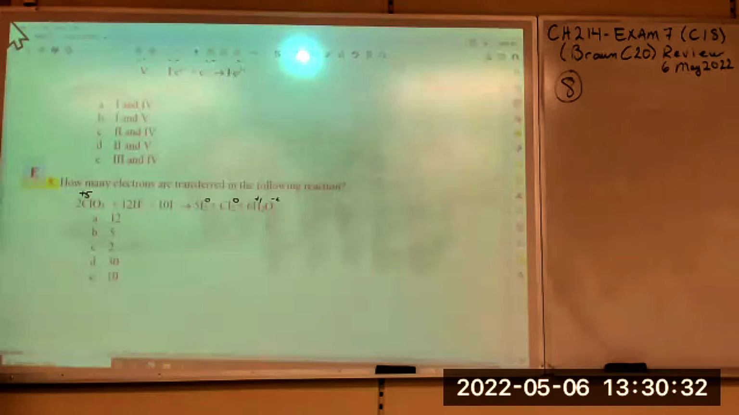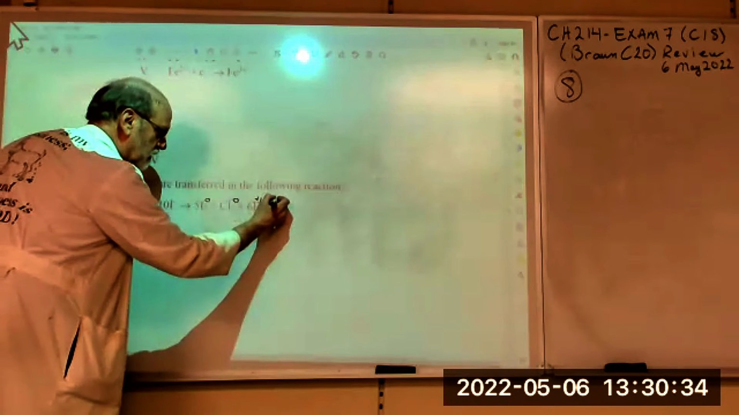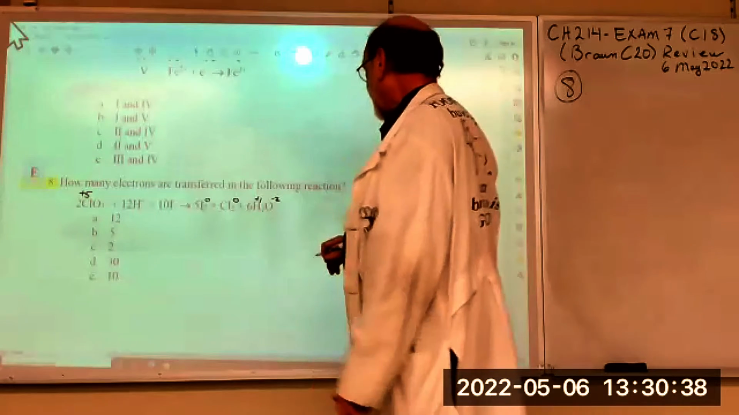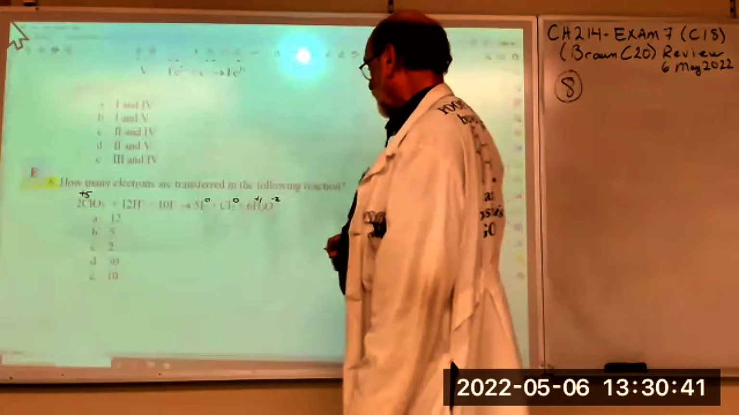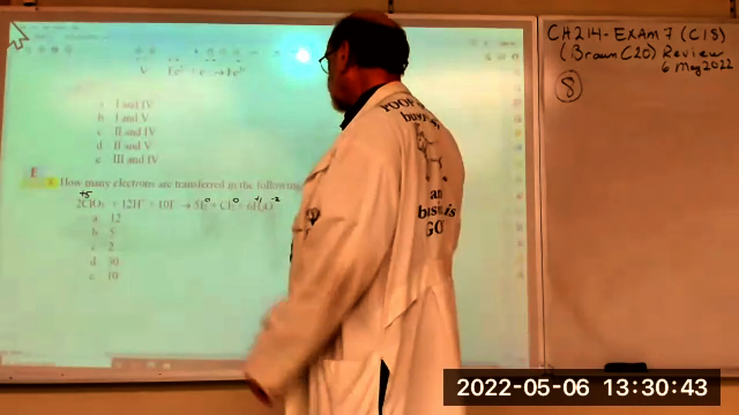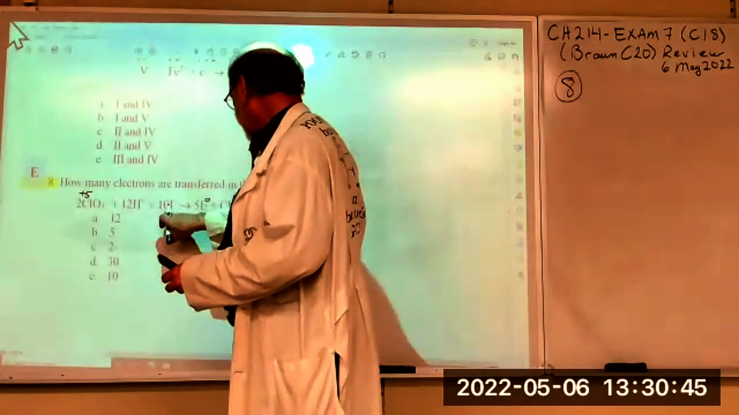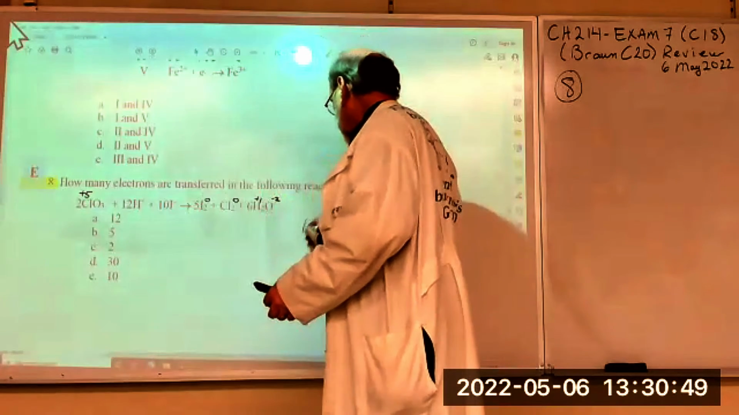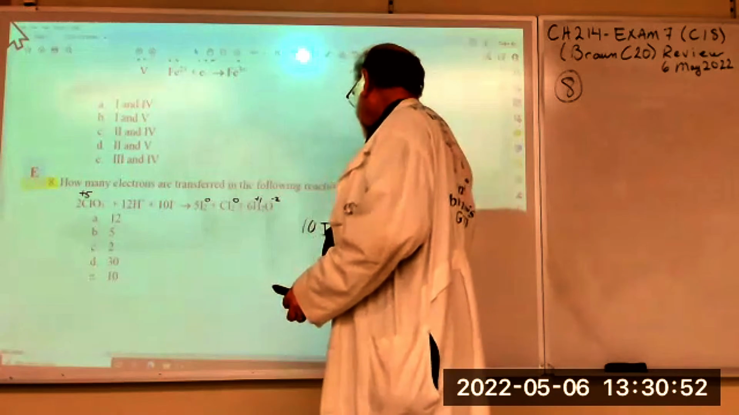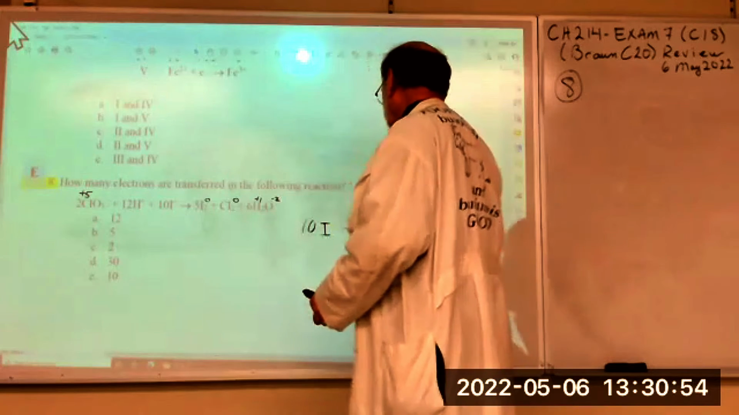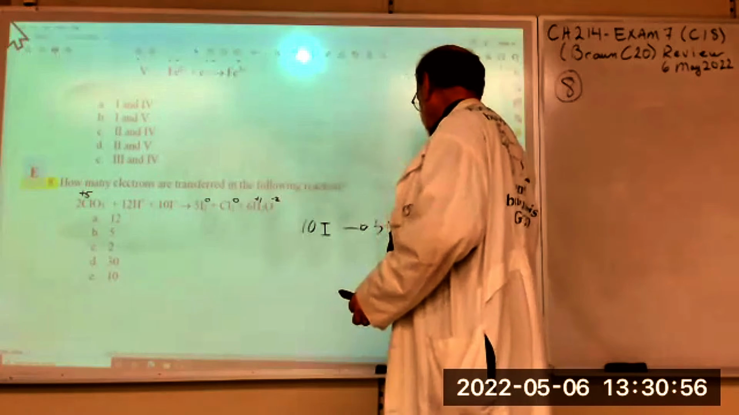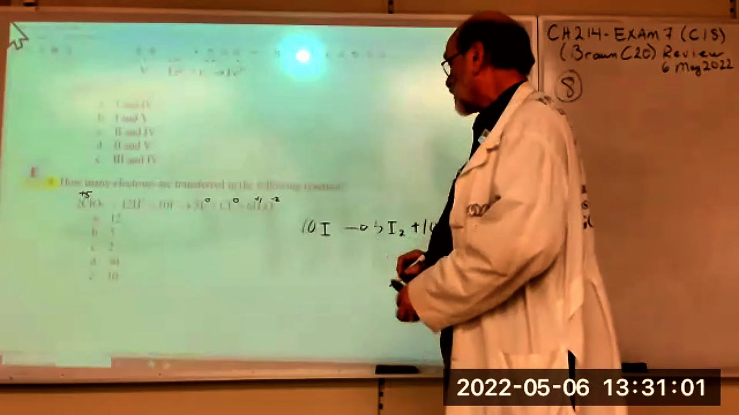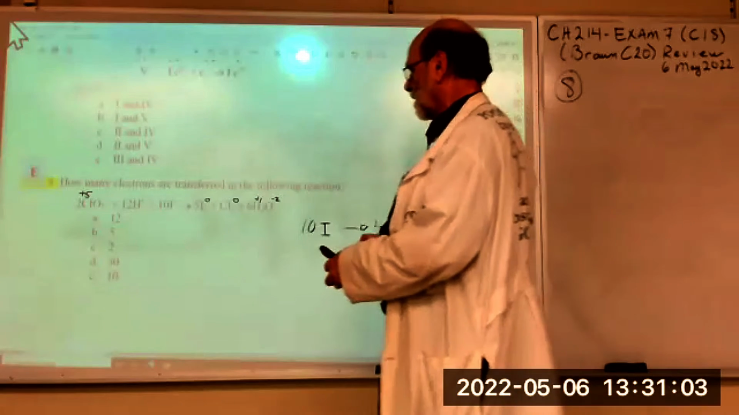So we have all our players. Okay, so how many electrons are transferred? Well, let's see. Who's doing what? Well, iodine is going from a -1 to a 0. So iodine has lost 10 iodines, lost 10 electrons. That should be the answer, but let's check our work.